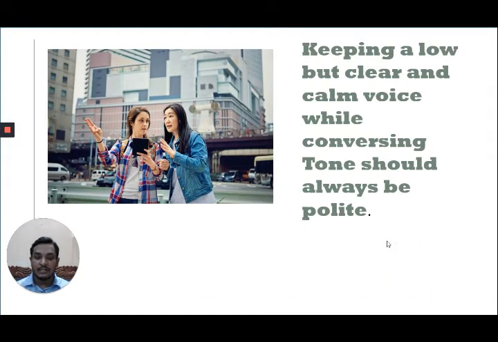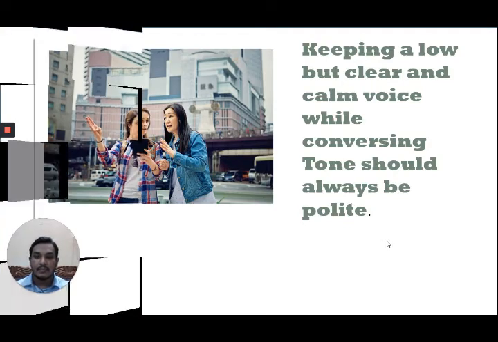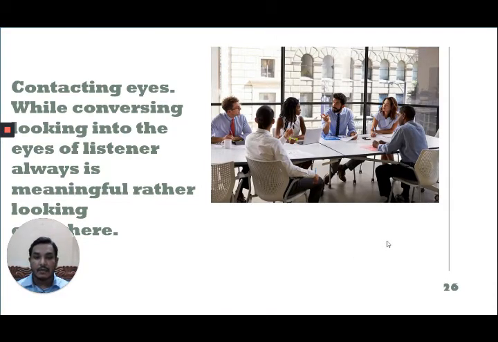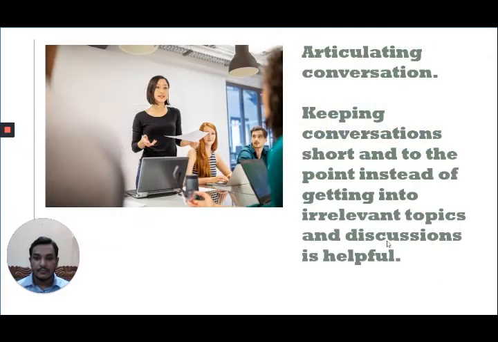Next, we should always keep our voice low and clear while we're talking to the other person or client. Next, eye contact. Eye contact is very important when we are conversing in a group or one-to-one. We should maintain eye contact. It shows that we are in the present moment and it is meaningful to the speaker. Articulating conversation means we should always conduct our conversation in short, because we should always talk about the main point, not irrelevant topics.